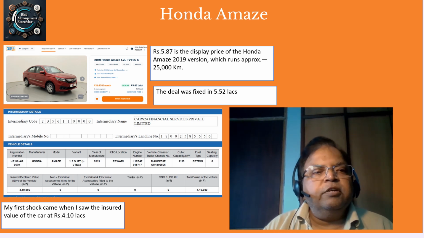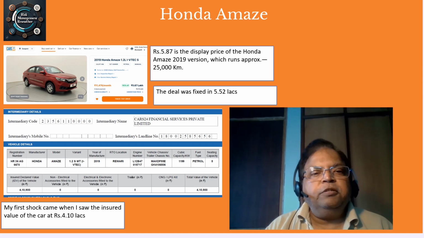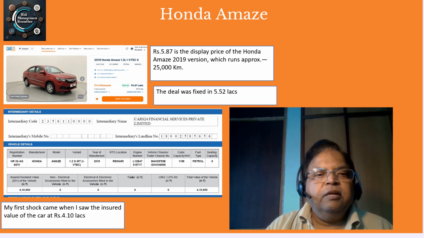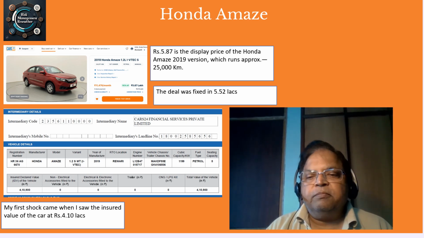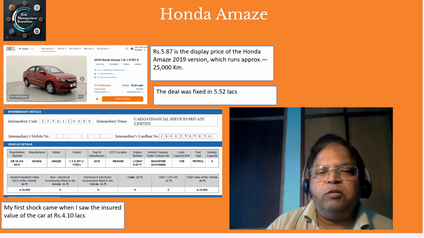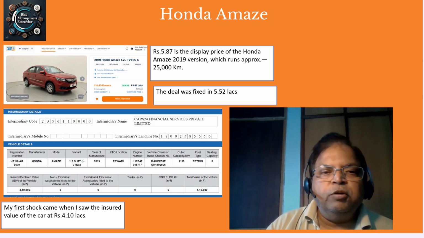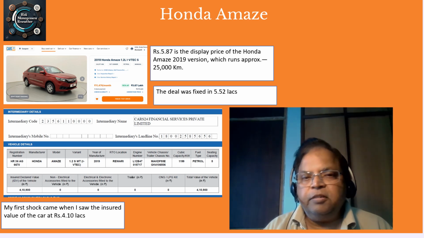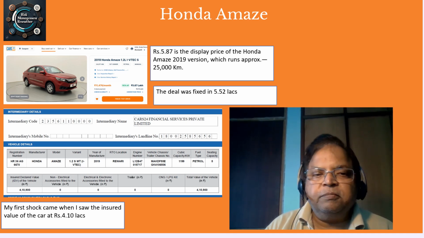I looked at this Honda Amaze car, which is a 2019 version, run for 25,000 kilometers. The value written is 5.87 lakhs. I like this car. It has run for approximately not too much, 25,000 kilometers. I went to the dealer, did a test drive. I liked the car. I ordered it, and the deal was done in 5.52 lakhs.